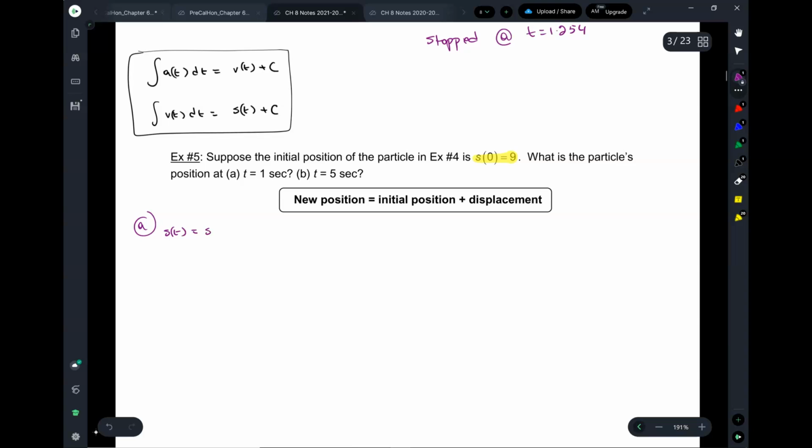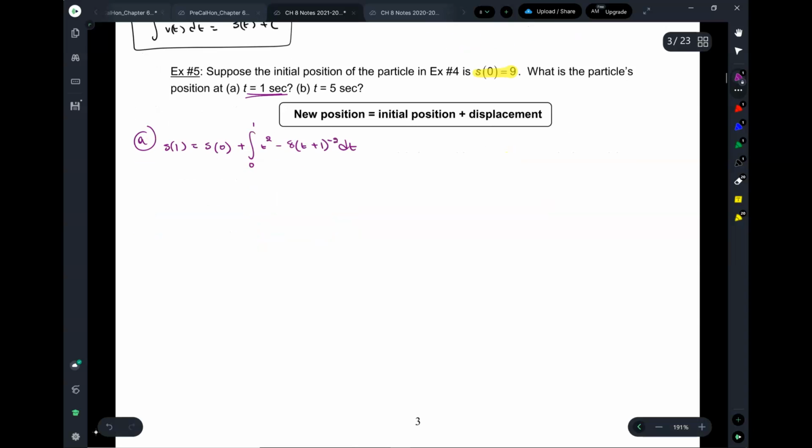The final position is where it was at s of 0 plus, I'm sorry, I didn't mean to write s of t. We want the position at 1, which is s of 1. That's s of 0 plus how much it changed from 0 to 1, and that's the velocity. I'm going to write it like this to be able to integrate. So final position is the initial position plus how much the position changed, dt.